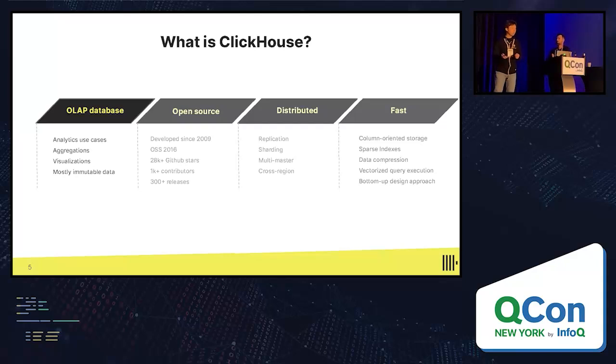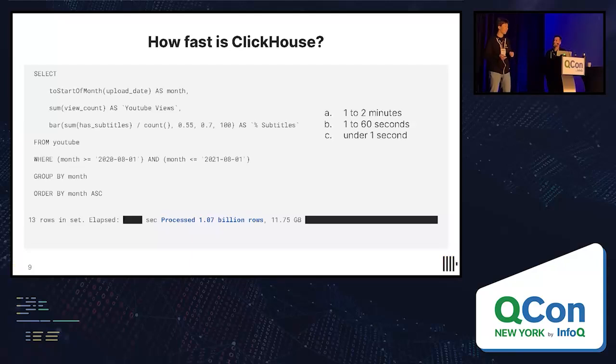It's been developed since 2009, and it was open sourced in 2016. Since then, it has gained a lot of popularity. It's a distributed OLAP database, supports replication, sharding, multi-master, and cross-region, so it's production ready as well. And finally, it's fast. That's the thing that is most important about ClickHouse, and that is the thing which makes ClickHouse special. So how fast is ClickHouse?